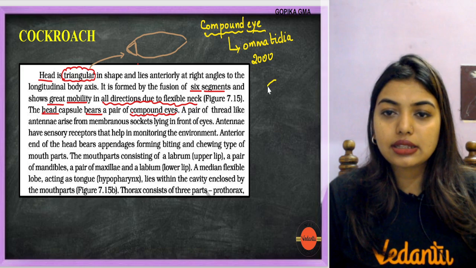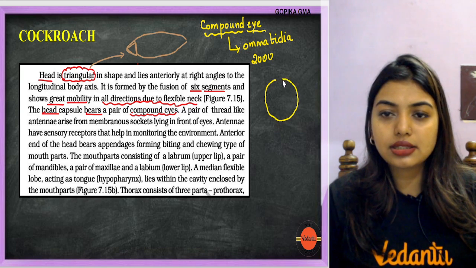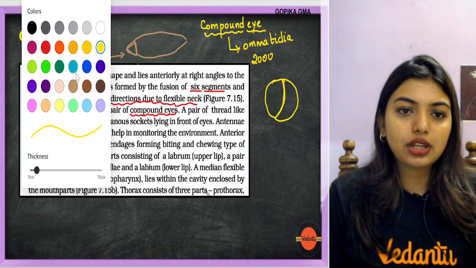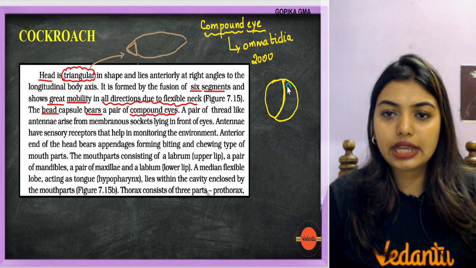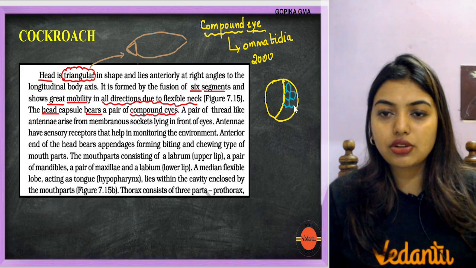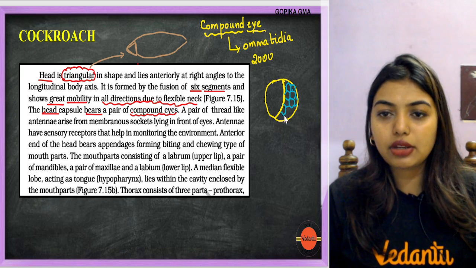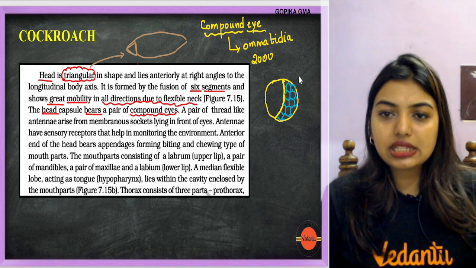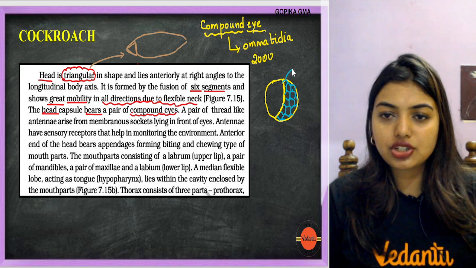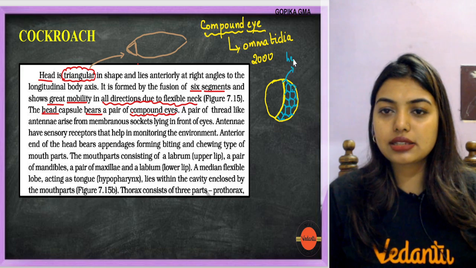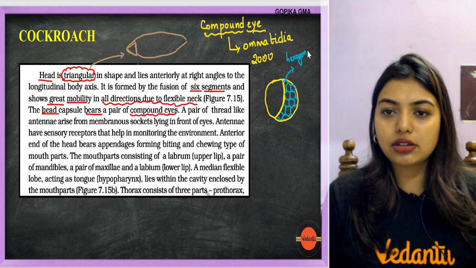Now let's say this is the eye, this is a small region. If I have to draw ommatidia, they are hexagonal in shape, and these hexagonal shapes will be present around 2000 of them. Students, it will look like a mic. I feel like it is a mic, you all know, no? Like this. So these hexagonal structures are called ommatidia. They are hexagonal in shape.